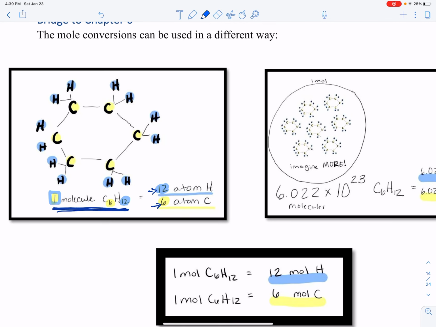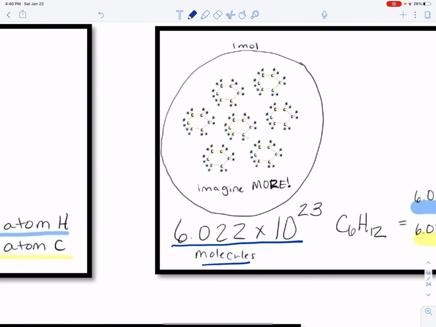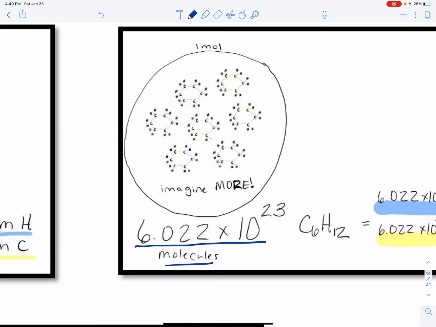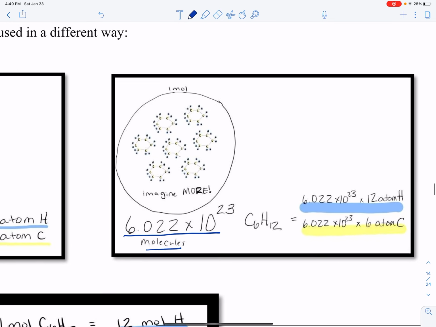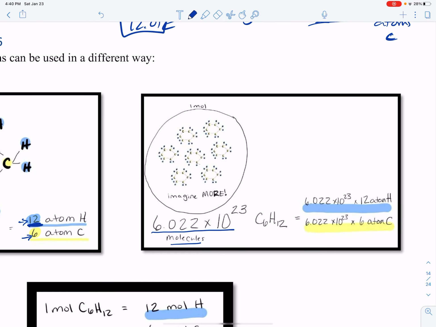You can also scale this up. So let's say that we're talking about a mole, which is this many of those molecules. Of course, I can't draw a mole. There's so many of them, but can you kind of zoom and imagine that there's a mole's worth, that there's 6.022 times 10 to the 23rd in this circle. So if we're talking about a mole's worth, remember that there were 12 atoms of H per molecule. And again, there were 6 atoms of C in each molecule.